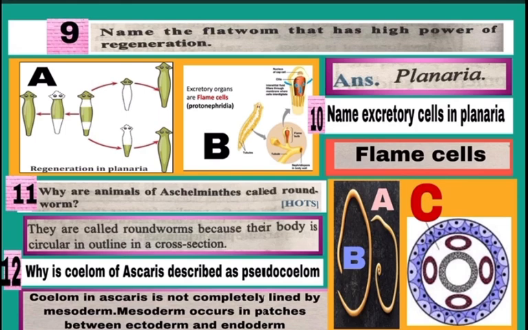A is male Ascaris, B is female Ascaris, belongs to Aschelminthes and have circular or round body.